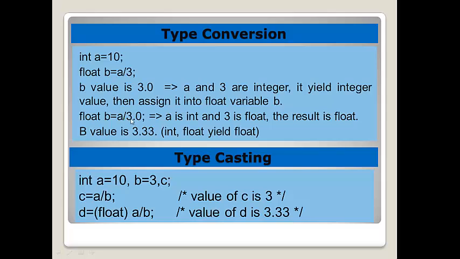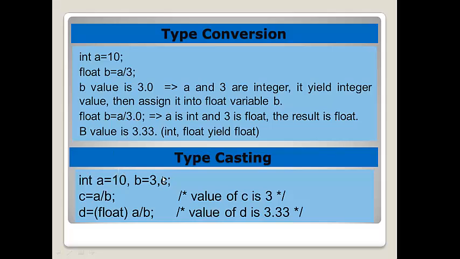Float, integer yield float. Double, float yield double. Character, integer yield integer. If both operands, one is integer and one is float, the size of the first one is 2 bytes, the size of the second one is 4 bytes. Which one is biggest? 4 is the biggest. So the result will be float, that is 4 bytes.